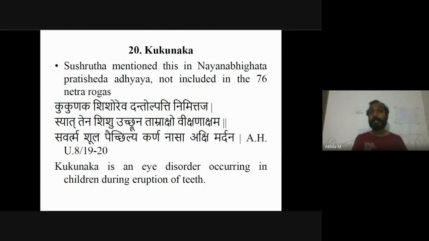Because of the eruption of the teeth, there are some problems. The children cannot open the eye properly. This is the condition of kukunaka.